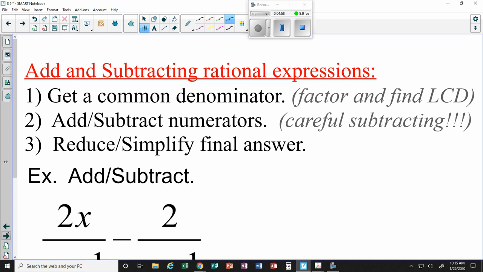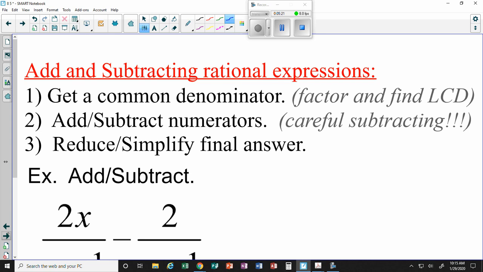Then you add and subtract the numerators. Be careful when you're subtracting. If you have more than one term that you're subtracting, you have to make sure to take that subtraction to each of those. So you're going to have to take the subtraction sign to each, or make sure you subtract each. And then you reduce or simplify your final answer.